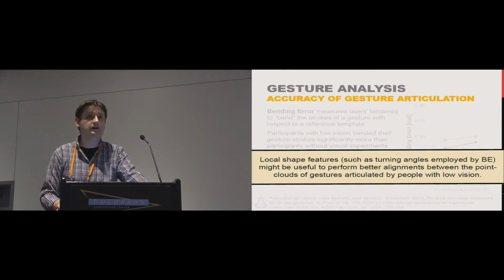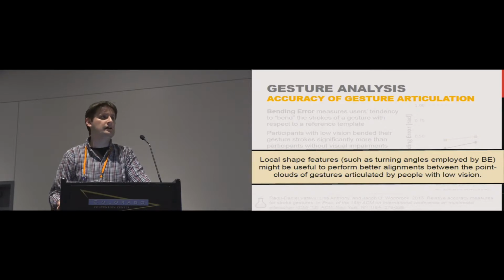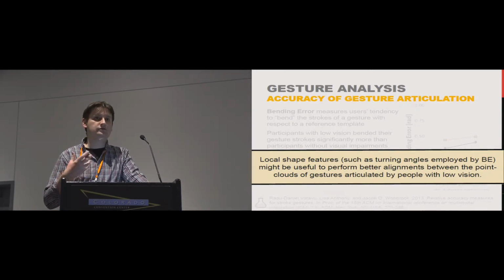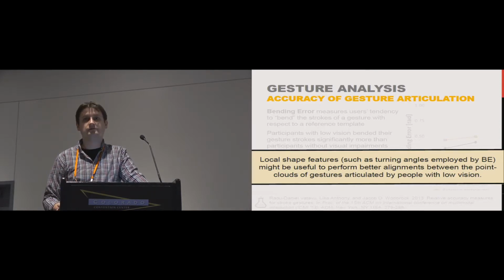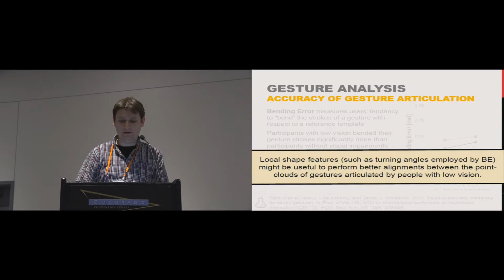The implication of this finding is that maybe local features computed on the gesture path, such as turning angles, which are used by the bending error measure, maybe these features could be used in order to perform better alignments between gesture points on the candidate and gesture points on the templates, in order to accommodate better this variation observed in gestures articulated by people with low vision.